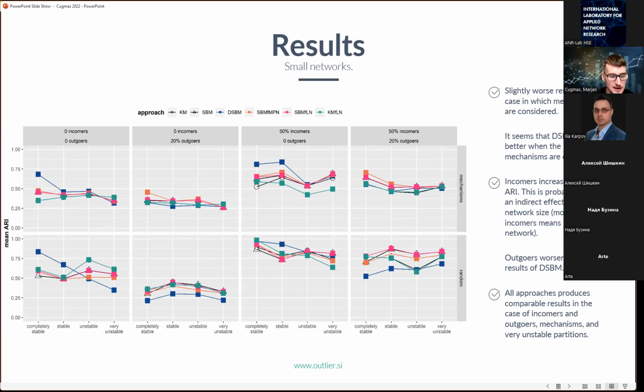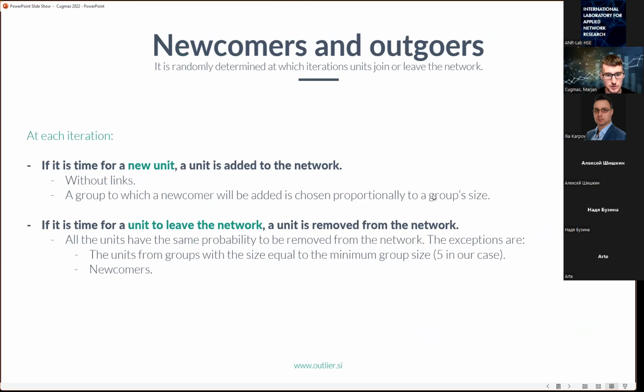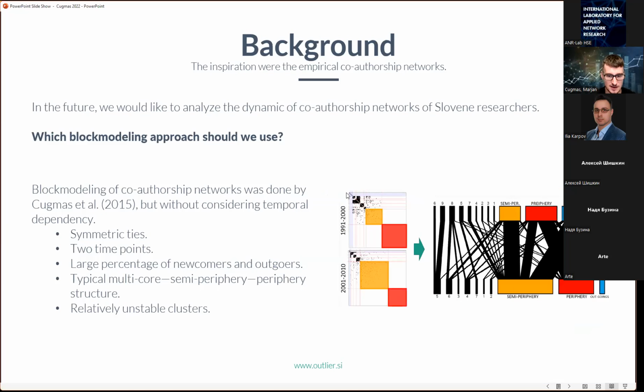One explanation might be a smaller network, but this does not explain everything. There are still some questions that we have to dig into further. However, all approaches produce comparable results. In the case of incomers and outgoers, this panel, with mechanisms and very unstable partitions, is the case which is the most similar to our empirical case.